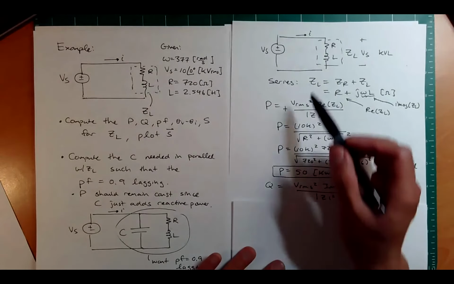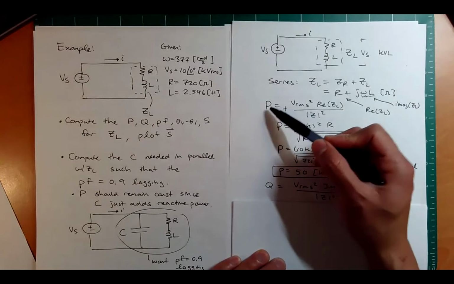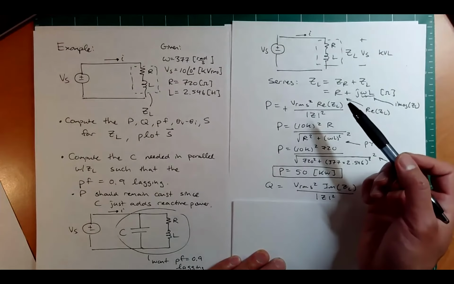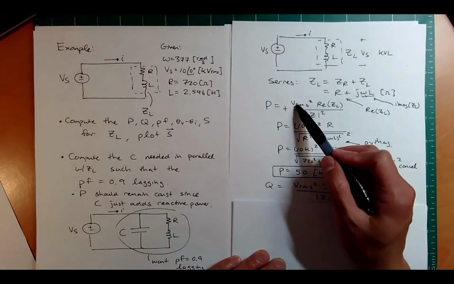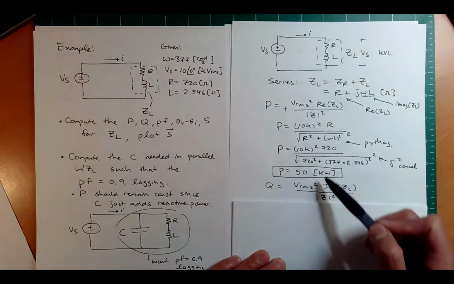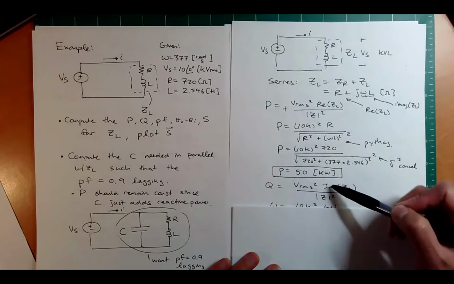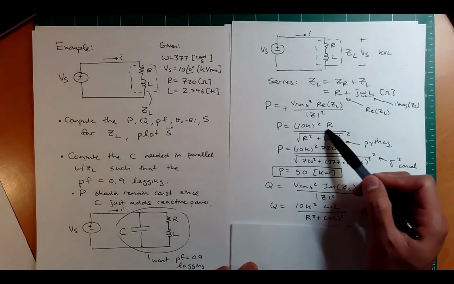Now, if we want to calculate the reactive power, remember, what is real power? It's the average of the instantaneous power. What is reactive power? It's the amplitude of the component of the instantaneous power that bounces back and forth. Good. So it's VRMS squared times the imaginary part of ZL over the magnitude of Z squared. I only switch the real for the imaginary, and I pretty much take the omega L part here instead of the R part.